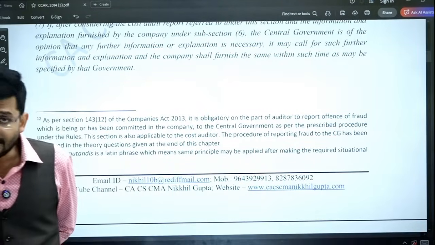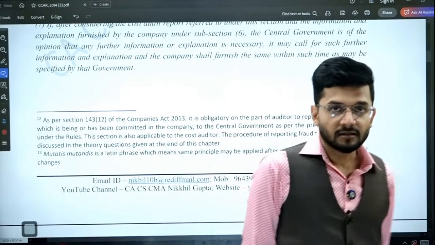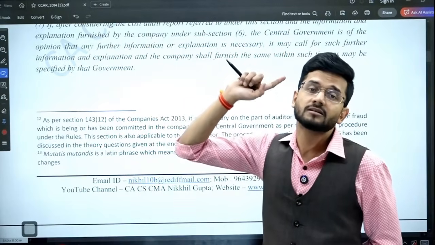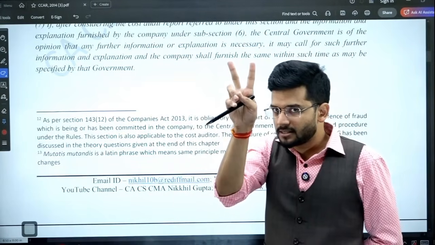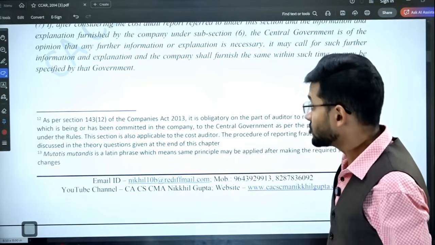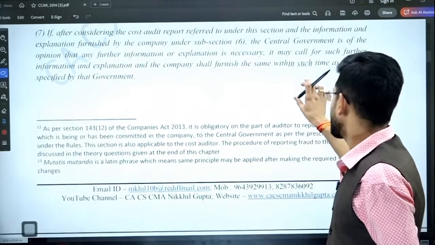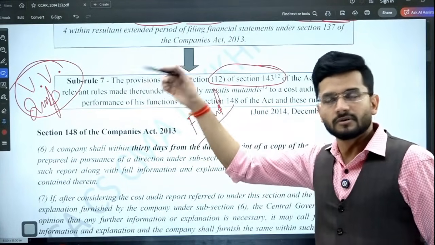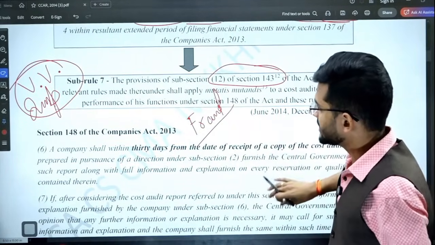If the fraud is less than 1 crore and the fraud is less than the threshold which is given in the Companies Act, then reporting is required to be done to the board of directors. But within 2 days, the reporting is required to be done. 143 subsection 12, very important subsection of your syllabus. We have done it in our first chapter also. In first chapter in great detail we had done this particular aspect.